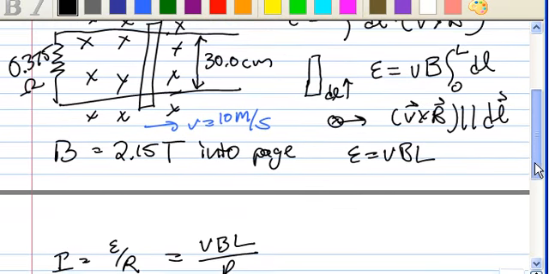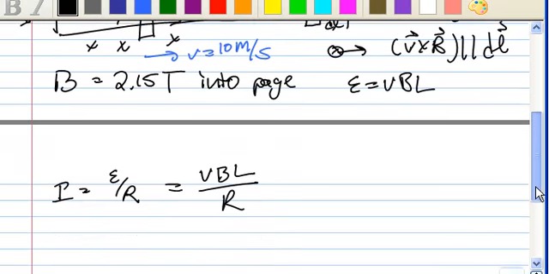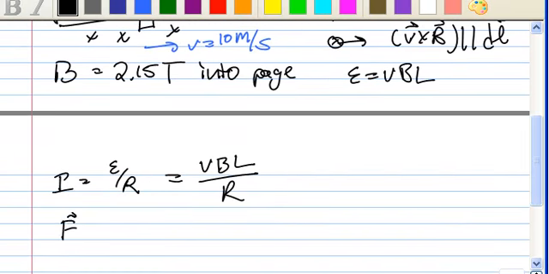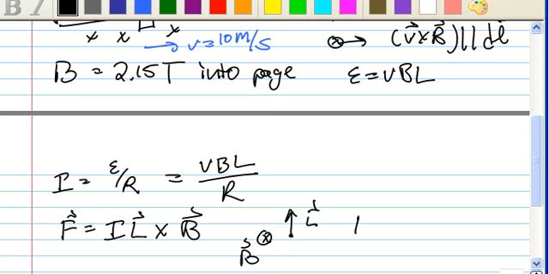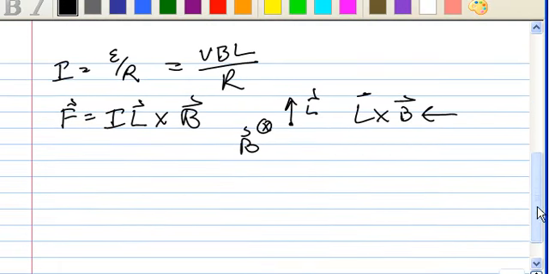Now, this gives us the current that's flowing, but what we really need is the force, the deceleration of the bar. So we take this current and combine it with the expression for the force on a current carrying conductor in a magnetic field, and that's I L cross B. Again, we can define L in the direction of the current that points up. B points into the board. And that means that L cross B is going to point to the left. So the velocity is to the right and the force is to the left. That means it does indeed slow down.